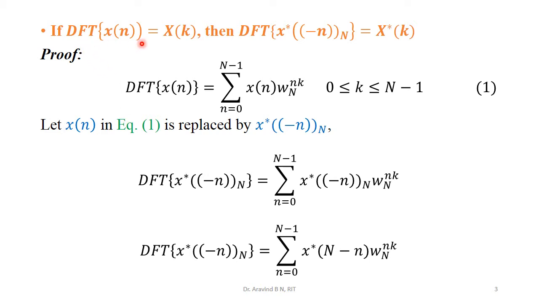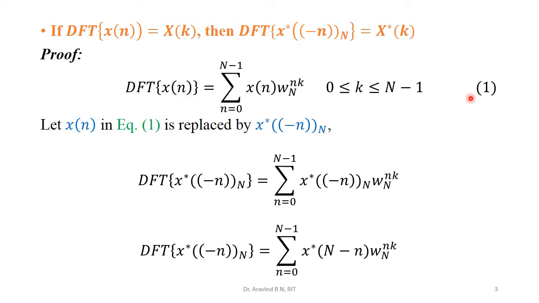If DFT of x of n is equal to X of k, then DFT of x conjugate of minus n with respect to n will be equal to X conjugate of k. Let us get into the proof with the expression of the DFT. DFT of x of n is given by summation n is equal to 0 to N minus 1 x of n omega N nk for all the values of k from 0 to N minus 1.